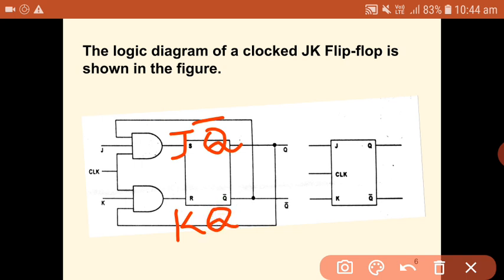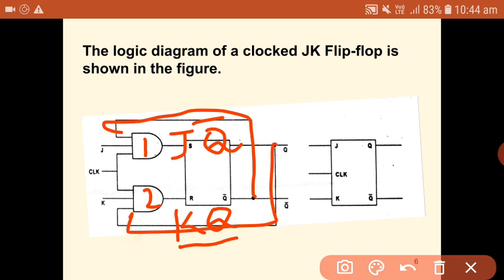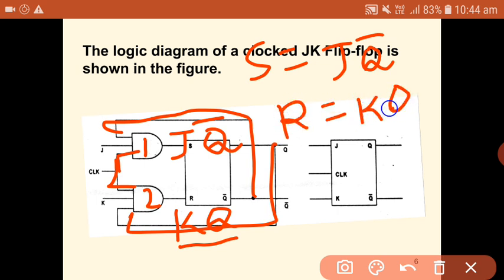So the J input and Q bar output is given as input to the first AND gate. Let us say this is the second AND gate. The second AND gate will receive the input as K and Q. Q as well as K will be the input to the first and second AND gates, in addition to the clock input. So I can write S is equal to JQ bar and R is equal to KQ, which is the input to the SR flip-flop.